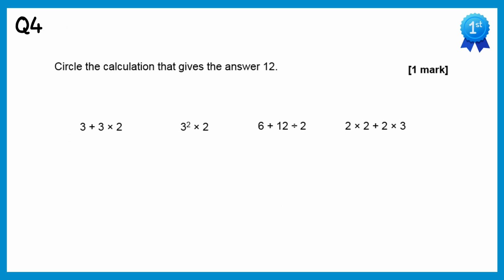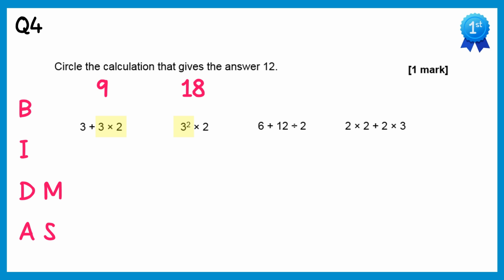For this one we need to remember BIDMAS, which tells us the order to do the calculations. For the first one we do the multiply first, 3 times 2, which is 6, and then 3 add 6, which is 9. For the next one we do the indices first, so 3 squared. 3 squared is 9, and then 9 times 2 is 18.